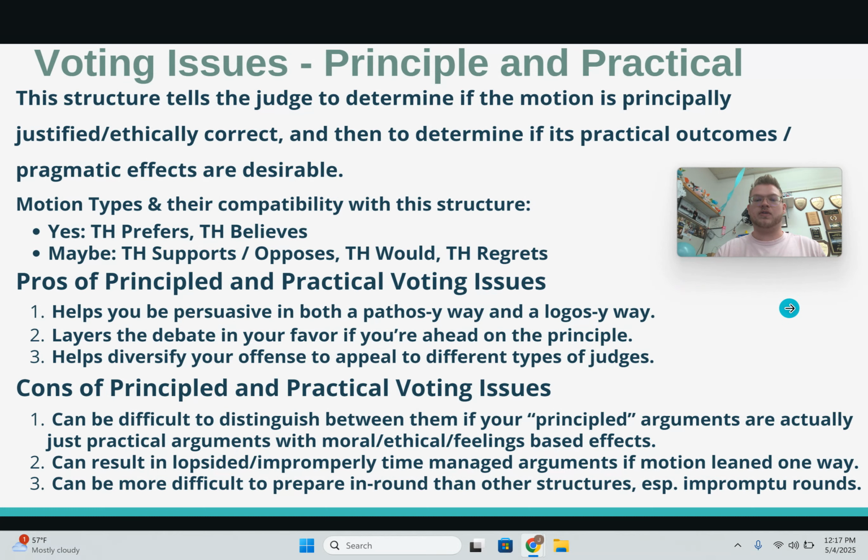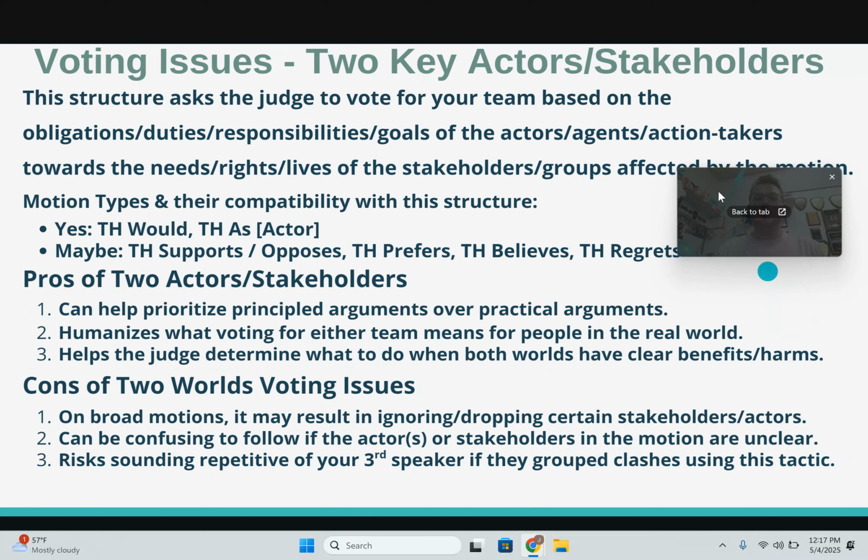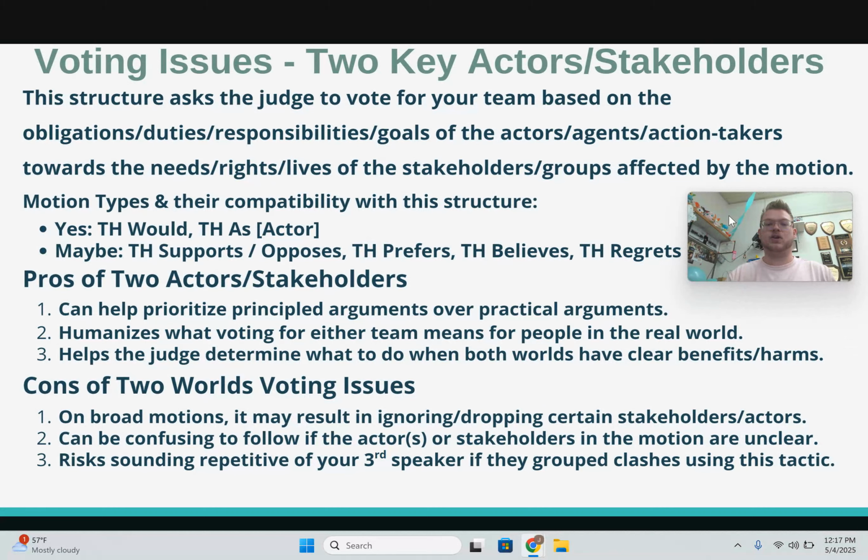So what else can you do other than two worlds and principle practical? The common structure internationally that I've observed is isolating two key actors or stakeholders to examine. So you ask the judge to vote for your team based on the obligations, duties, responsibilities, or goals of an actor or two different actors, agents, or action takers in the motion who would carry out the motion. And you can also look at what the effects of that actor's actions would be on the needs, rights, and lives of the stakeholders or groups of people affected by the motion.